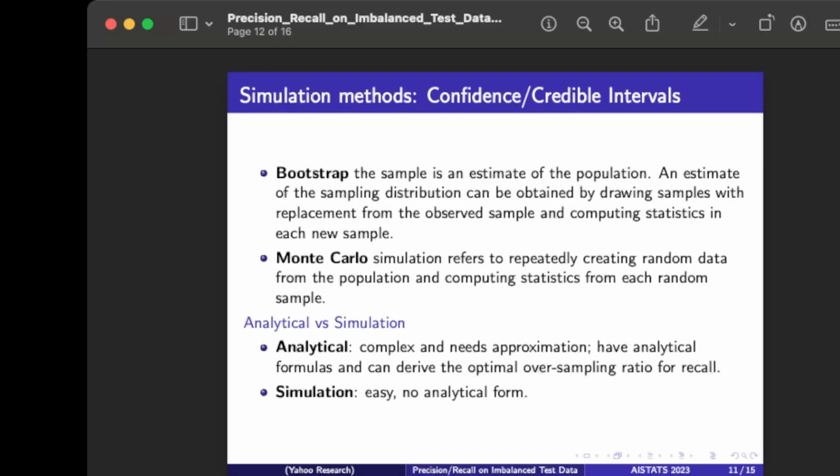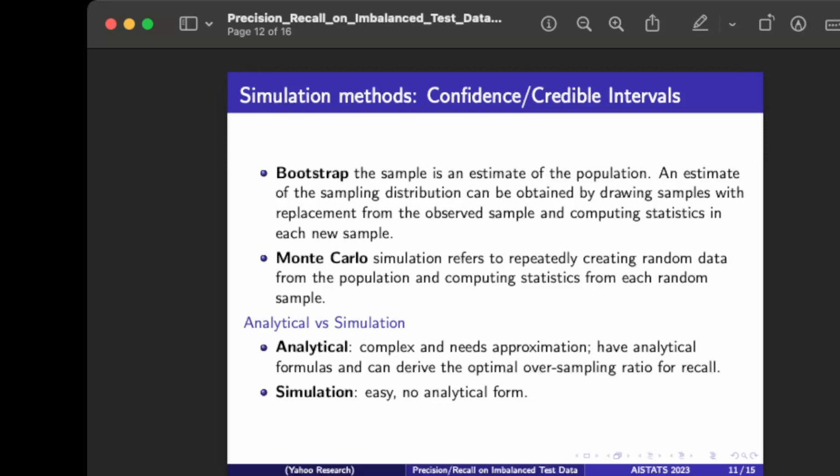Here, both Bootstrap and Monte Carlo methods are used to obtain the precision and recall confidence interval and the credible interval respectively. So for Bootstrap, the sample is an estimate of the population, and an estimate of the sampling distribution can be obtained by drawing samples with replacement from the observed sample and computing statistics in each new sample. But for Monte Carlo, the simulation refers to repeatedly creating random data from the population and computing statistics from each random sample.